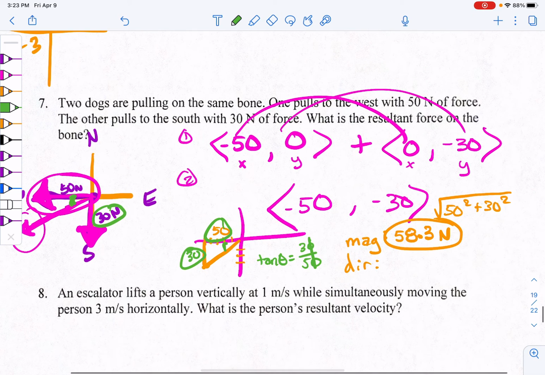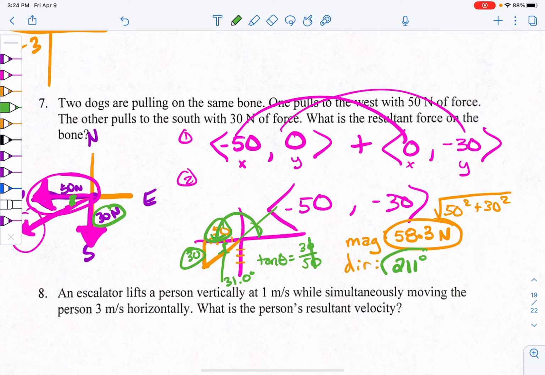Now, 30 over 50 does reduce, so you could just do inverse tangent of 3 over 5 and have to type less into your calculator. So that is inverse tangent of 3 over 5, and that is 31.0 degrees, okay? Now, the direction, 31.0 degrees, if you just leave it as 31 degrees, they're going to think it's in the first quadrant, like over here. So you have to add that to 180. So 31 plus 180, and it's actually going to be a direction of 211 degrees, okay?